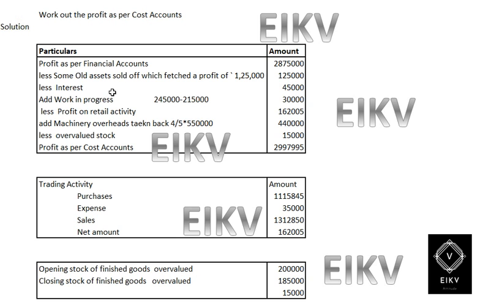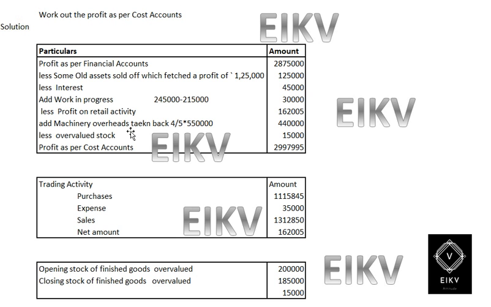Okay, after that we have some other expenses and work in progress adjustment. So the work in progress adjustment was 2,45,000 minus 2,15,000, which will give a difference of 30,000, and we need to add such an amount.